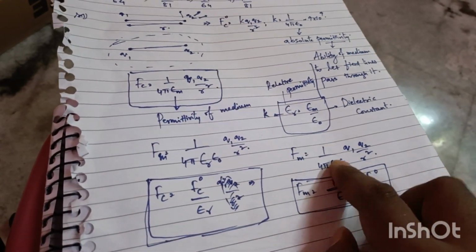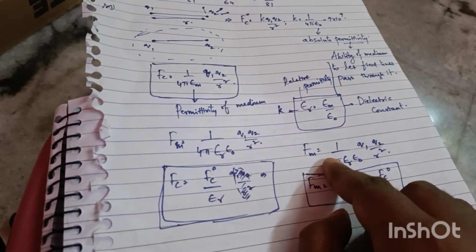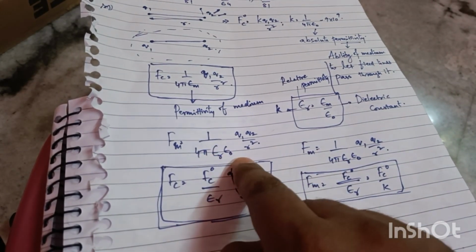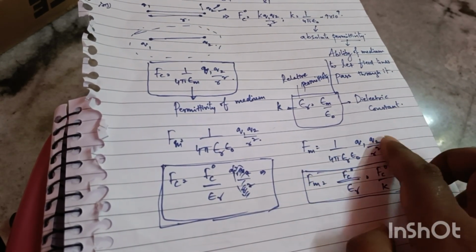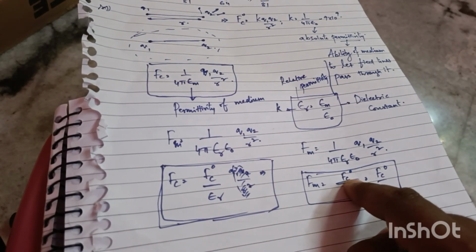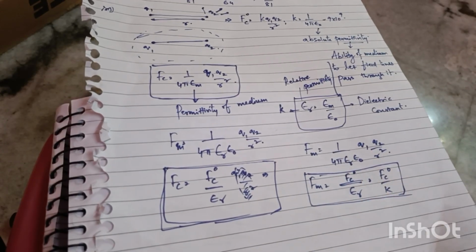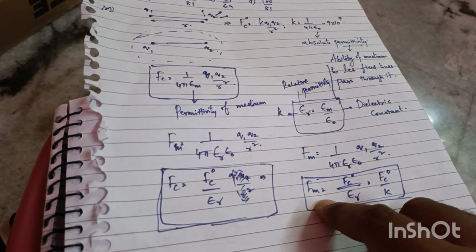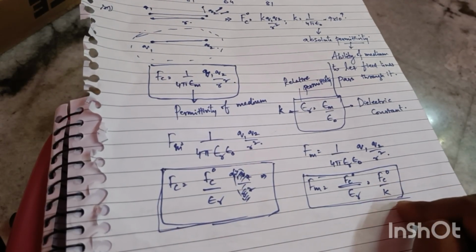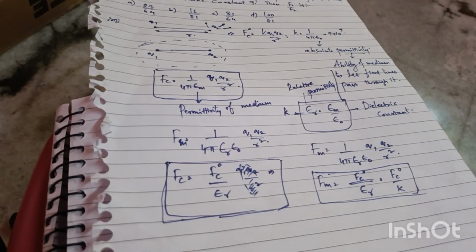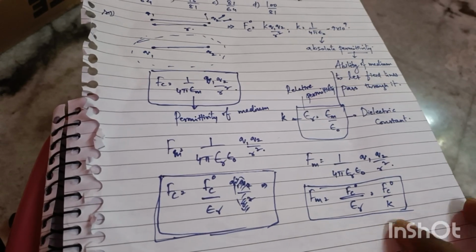So epsilon m I can write as epsilon naught epsilon r, and this quantity 1 by 4 pi epsilon naught q1 q2 by r square is already the force between the charges when they're placed in vacuum, F naught. So F is F naught divided by epsilon r, and epsilon r is also the dielectric constant k. So the force between the charges when they are placed in a medium is equal to the force between the charges when they are placed in vacuum divided by k. When you place some medium between the charges, the electrostatic force between them reduces by a factor of k, that is, k times.